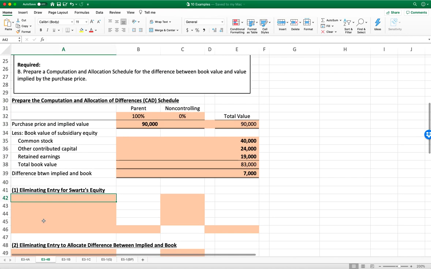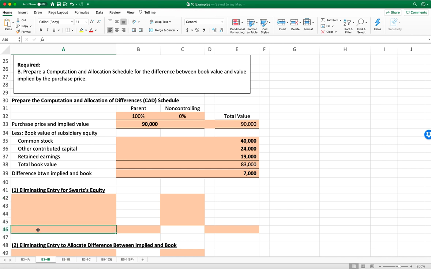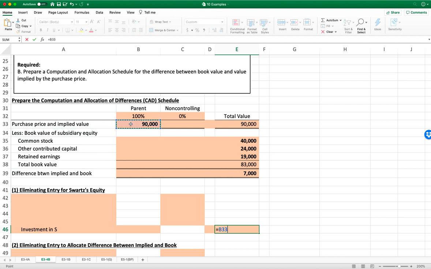So one of the things we mentioned before is that we wanted to get rid of our investment in S. So investment in S was an asset account. In order to get rid of it, we're going to need to credit it. We also know that we recorded our investment in S at our initial cost, which was $90,000. That can be found in our computation and allocation of differences schedule.